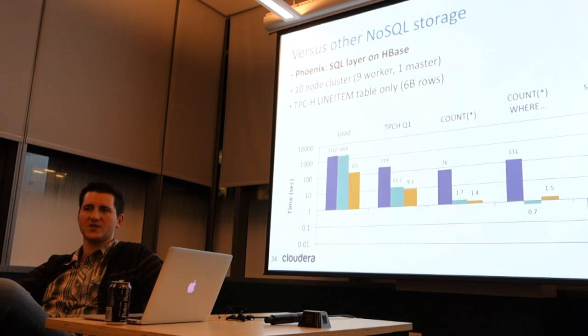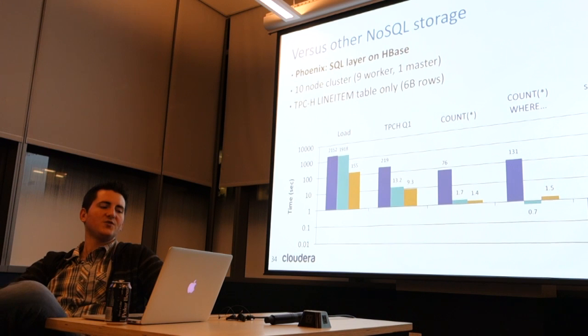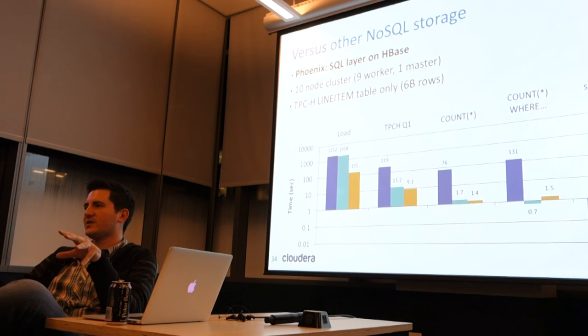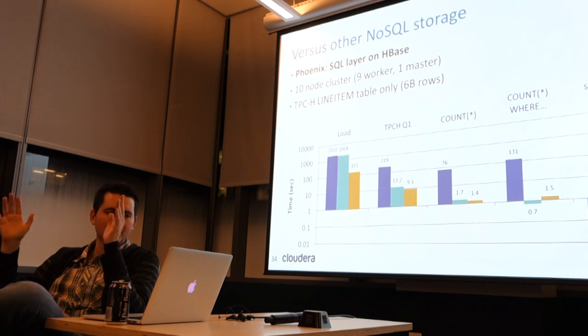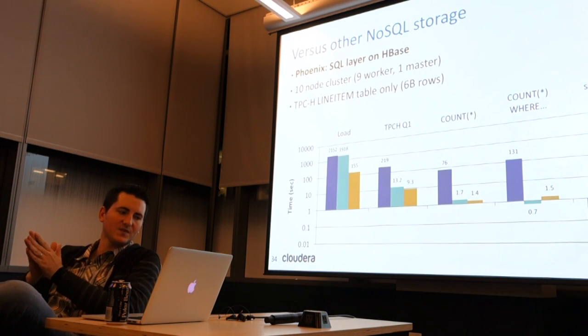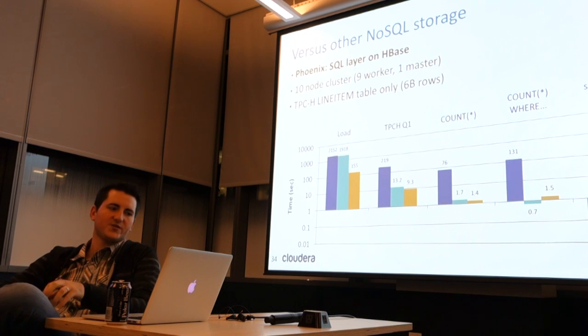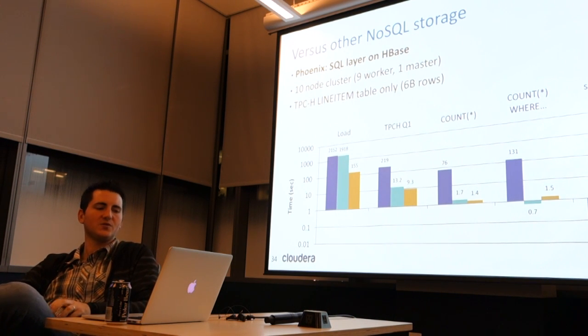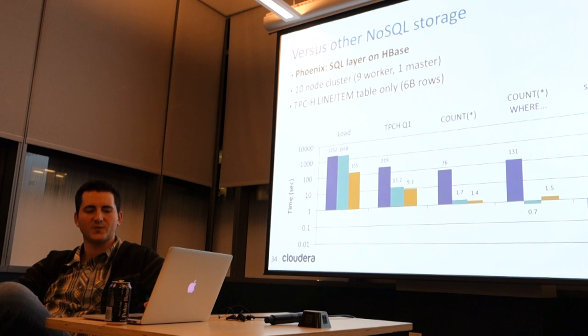How do we compare to other NoSQL storage? So let's say you want to use Phoenix because it has a SQL layer on HBase, and then compare it to Impala plus Kudu, and then run exactly the same queries in both systems. So we used a small 10-node cluster, and we used only 6 billion rows. We only had so much time to run the test.